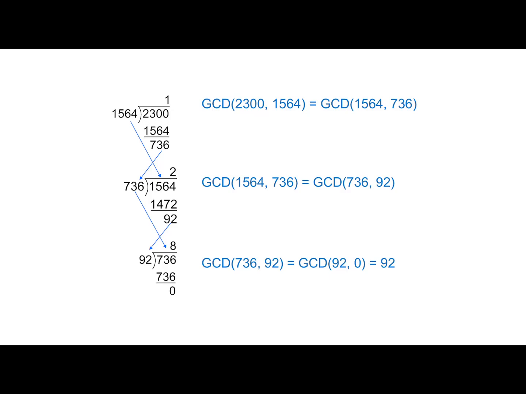So my last step here says that the GCD of 736 and 92 is equal to the GCD of my divisor, which was 92, and the remainder, which was 0. And we saw in the last video, we did it for 13 and 0, but in general, for any number with 0, the greatest common divisor is just that non-zero number. So in this case, 92. So the GCD that I was originally interested in is 92.